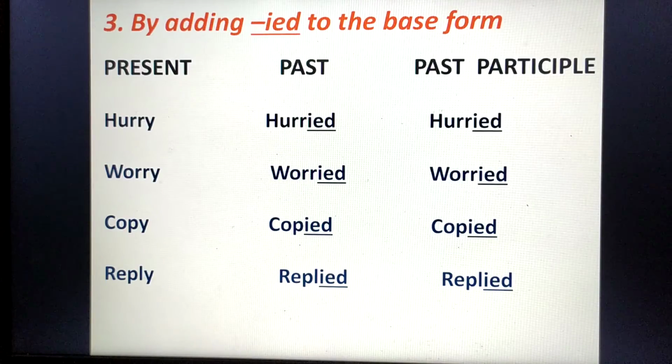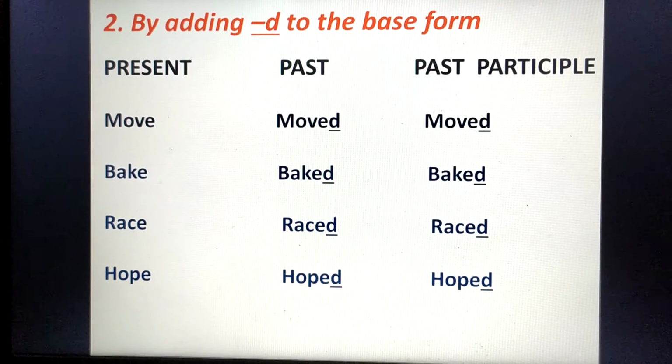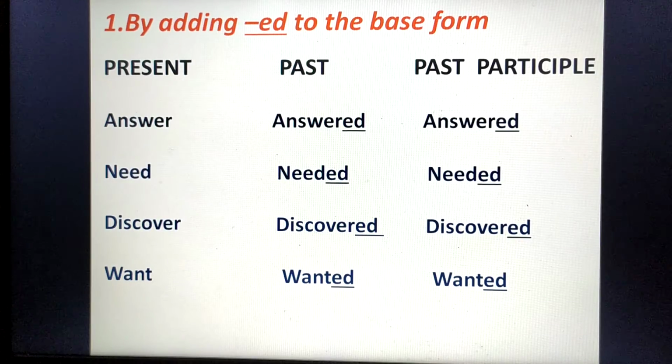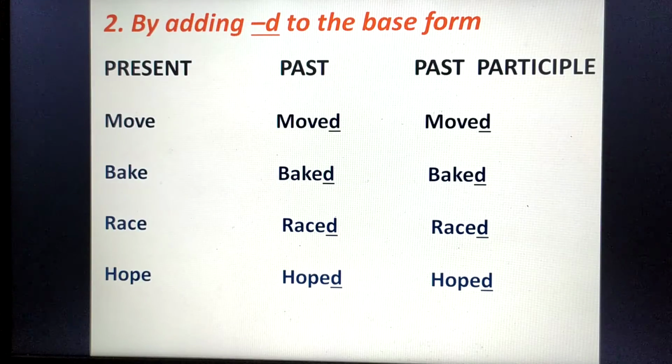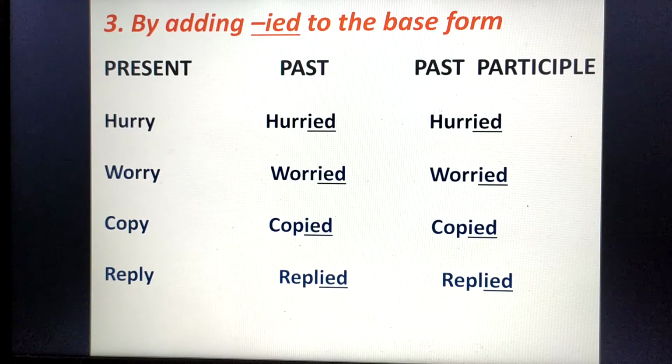And after that, it was all about the formation of regular verbs. We know how we did it: first by adding ED to the base form, then by adding D to the base form, and after that by adding IED to the base form in place of consonant Y, right? And after that we will go with the formation of irregular verbs.